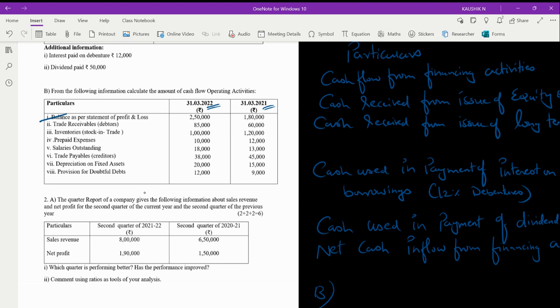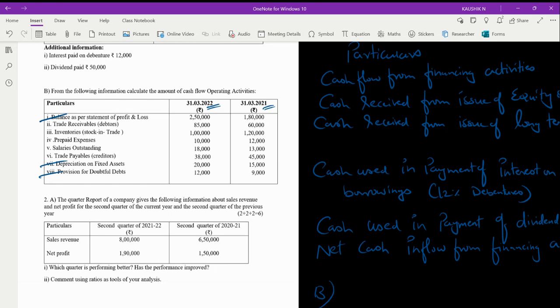And then there is depreciation which is mentioned below. The difference between 20 and 15 gives you 5,000. So that is for depreciation. And provision for doubtful debts is also provided, like 12,000 in the current year and 9,000 in the previous year. The difference value will be your amount, that is 3,000, which should be added up.